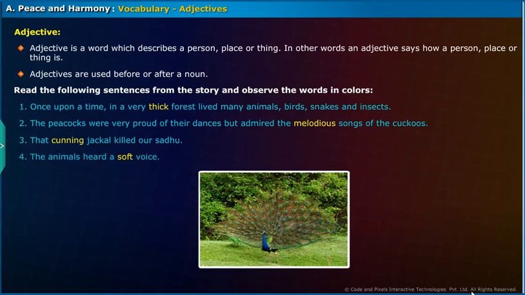In the first sentence, forest is a noun. The word thick is describing how the forest is. In the second sentence, song is a noun and the word melodious is describing how the song is. Similarly, the word cunning is describing how the jackal is and the word soft is describing the voice. Both the words jackal and voice are nouns. The words which describe nouns are called adjectives.